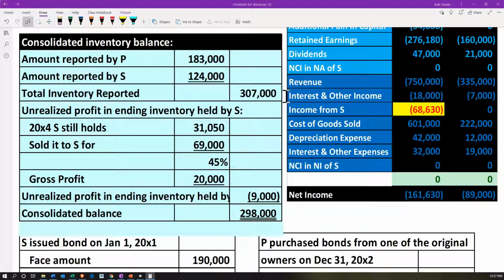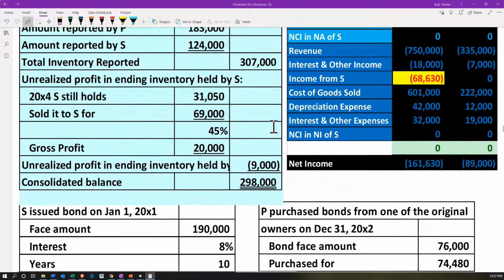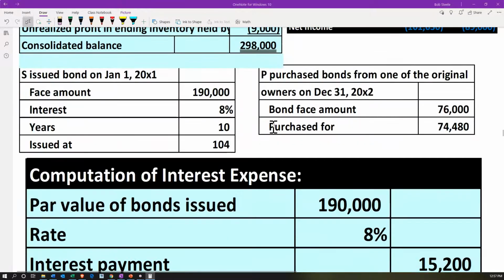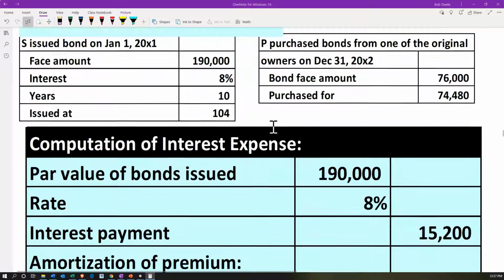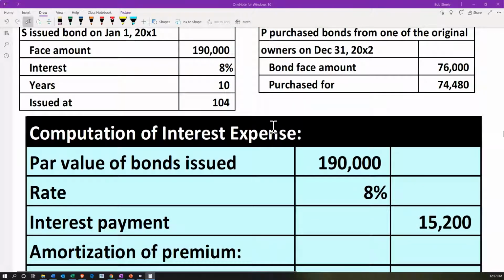Now, it might be a little bit more difficult to see the interest expense directly on the table because there are going to be different interest items involved down there, and we're dealing with a temporary account. There could be more than just the interest expense of the intercompany transactions, but we're going to be looking for the computation of the interest expense related to the bonds.